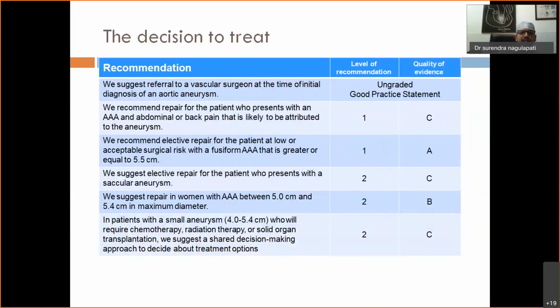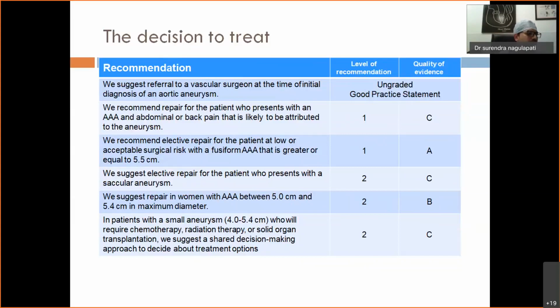And when to treat: once the aortic aneurysm is diagnosed, they should refer to a vascular surgeon at the time of diagnosis. And we recommend repair for patients who present with symptoms likely to be attributed to the aneurysm. And we recommend elective repair for patients at low or acceptable surgical risk with a fusiform aneurysm that is greater than or equal to 5.5 centimeters. They suggest elective repair in case of a saccular aneurysm, and they suggest repair in women with a maximum diameter of 5 to 5.4.